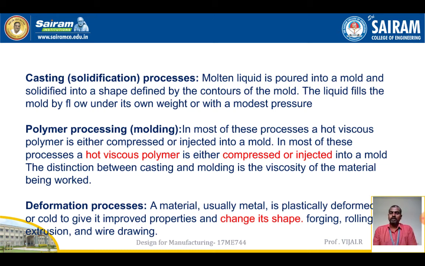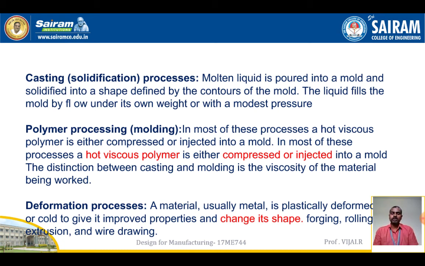In molding, a viscous polymer is compressed or injected into a mold. Casting is just a flow: the molten material flows by gravity, fills up the mold, and solidifies to get a shape. In polymer processing and injection molding, we inject the viscous liquid into cavities, and in the dies it gets cooled, and we get the polymer product. That is the molding process.